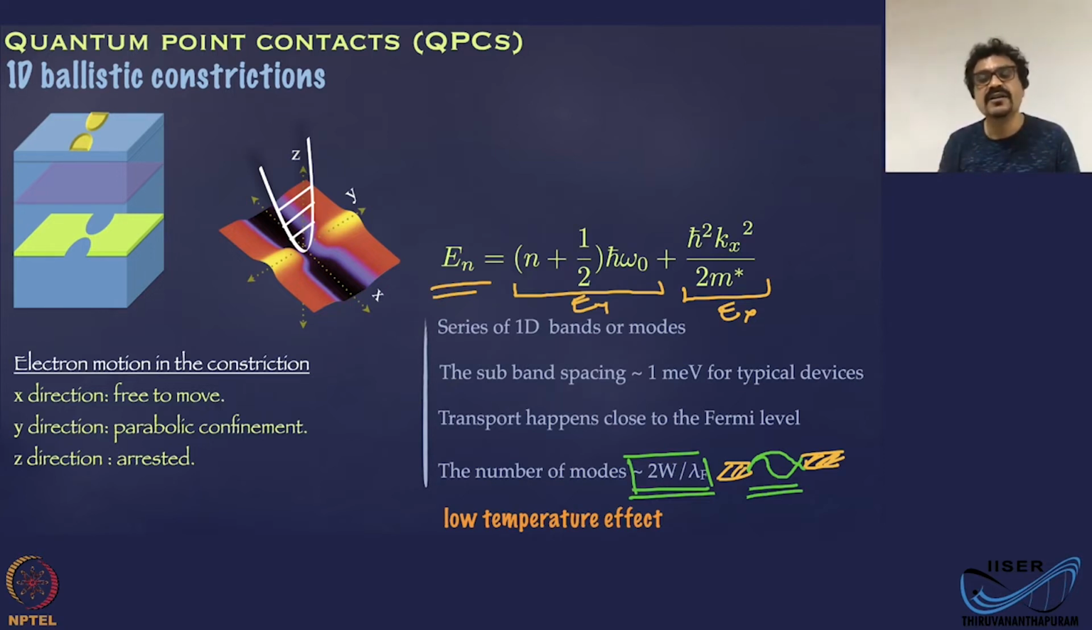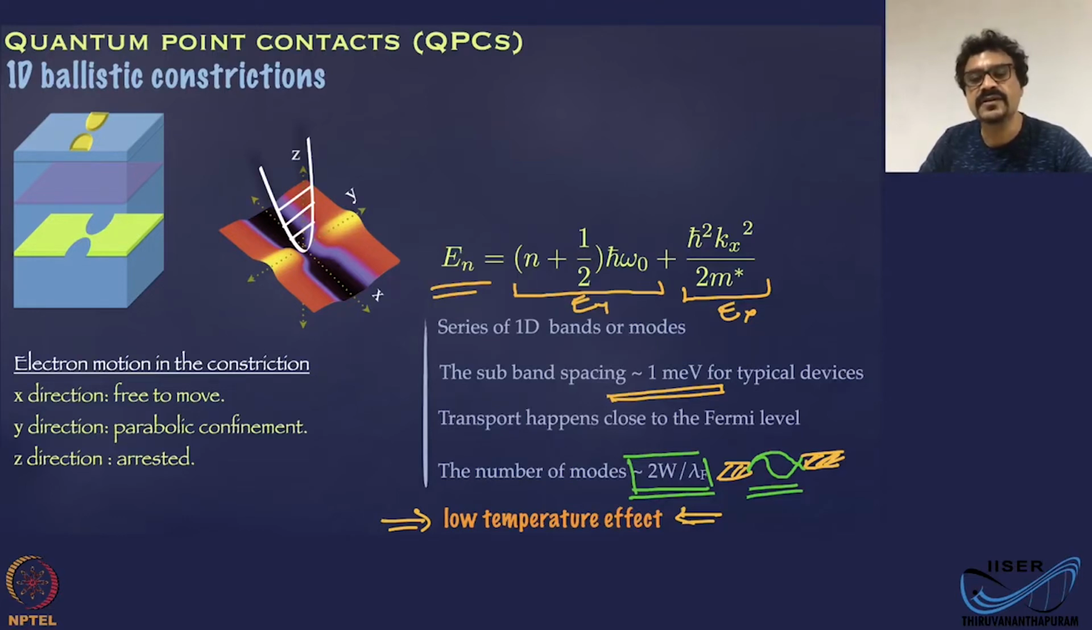So at the Fermi level, how many modes are there? Then your transport or conduction will depend on that. And the energy scales here are the temperature broadening and the subband spacing. The subband spacing is of the order of milli-electron volt. What that means is, to observe this effect, you need low temperature.